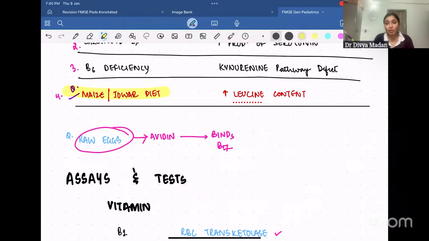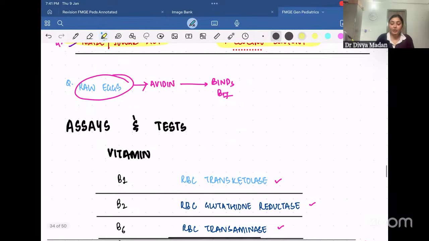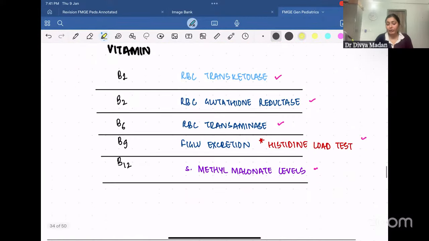is on maize or jowar based diet. The deficiency here is due to the increased leucine content in these maize and jowar that hinders the absorption of tryptophan and hence the production of niacin, right? Another question is about raw eggs. If the child is on raw egg diet, these raw eggs have avidin that binds B7 biotin and can cause biotin deficiency, right? And they ask then about the test pertaining to each deficiency.